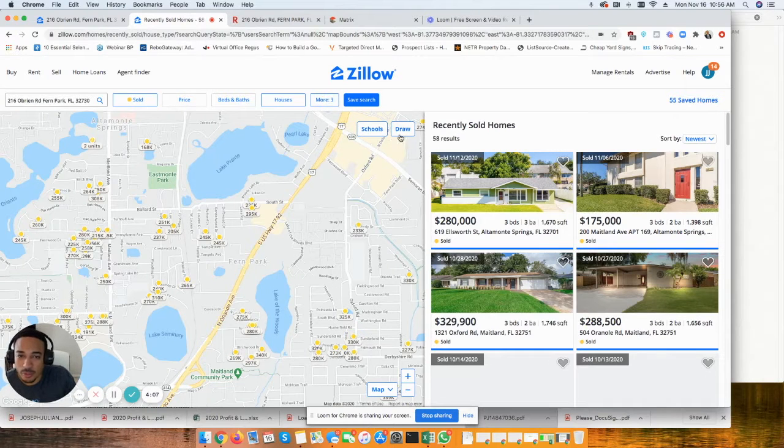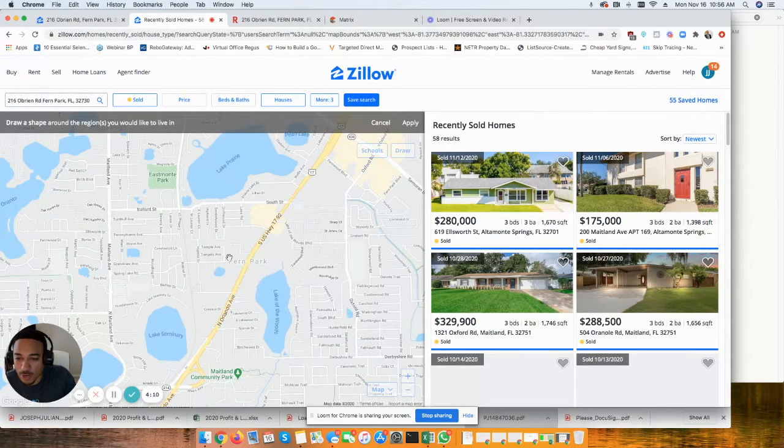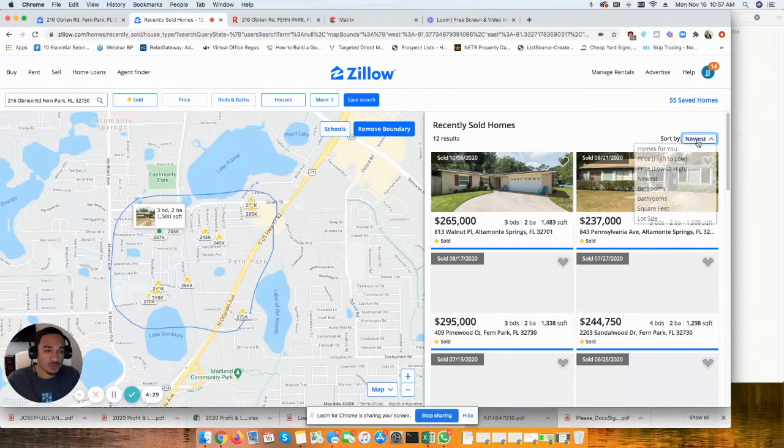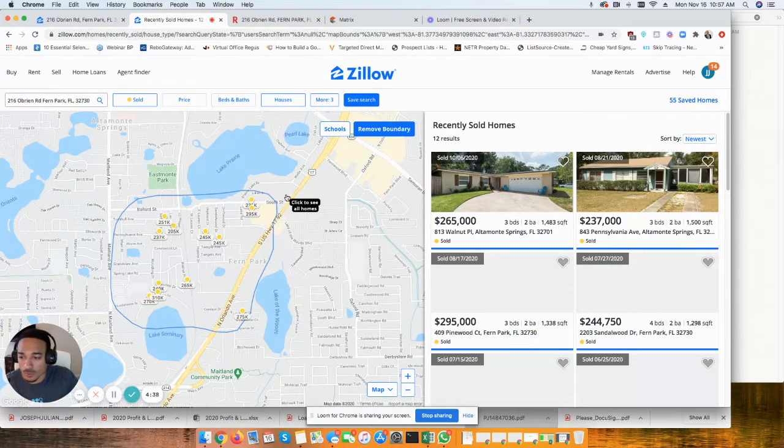So here we go. I know the property's here. I like to draw at least somewhat near it. There's some properties here, so why not? Let's take a look at those. Apply. Here, we got one in there. So it'll show newest, and you can also get more granular too. You have different options here, different filters here. You can go high price, low price. This is good when you want to see what the cash offers are going for there, right?